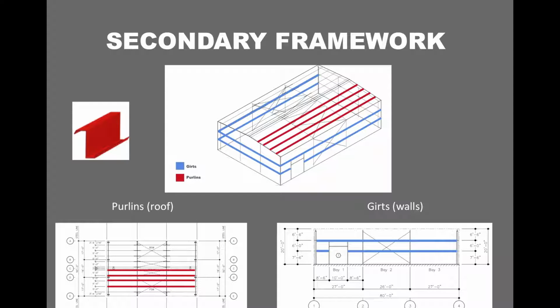Okay, so now that you have a pretty good understanding of a building's primary framework, let's talk a little bit about its secondary framework. When it comes to a building's secondary framework, there are really two structural elements. You have what are called purlins, which are the structural components that sit in the roof, and then you have what are called girts, and those structural elements make up the walls. We're not going to go into too much depth here, but the key takeaway is purlins are in the roof, girts are in the walls.